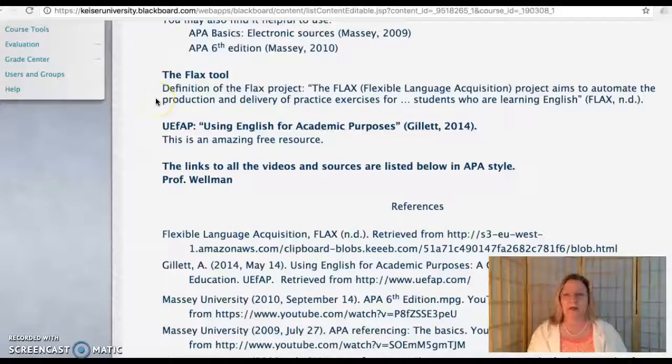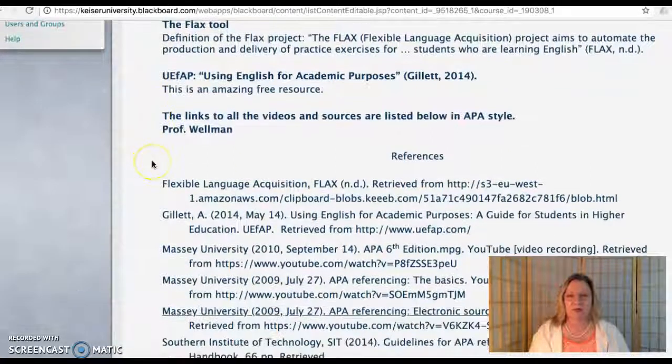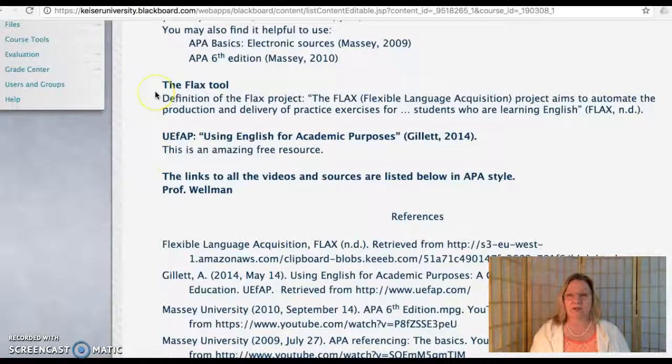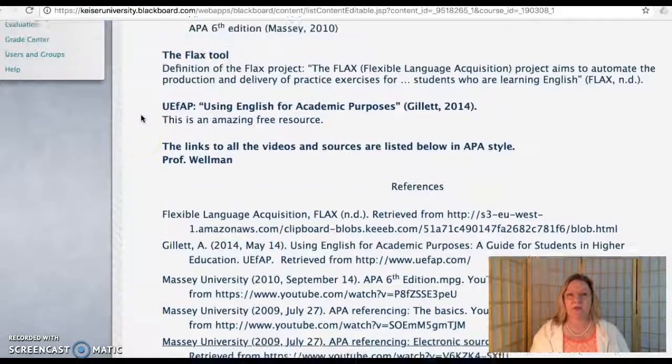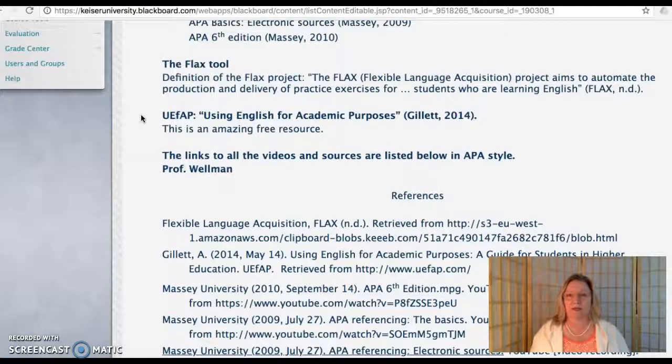If you are an English learning student where English is your second language, the UEFAP is a really great resource. I have the link below for that. The FLAX tool is a flexible language acquisition tool, and this is also free, and it gives you practice exercises for students who are learning English. What's great about the FLAX tool and the UEFAP is that you have the ability to practice your academic language.